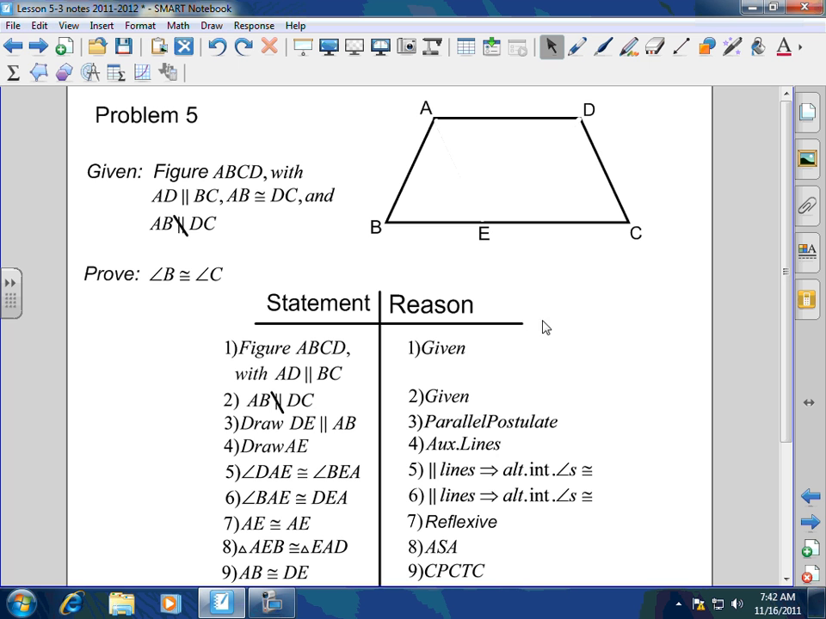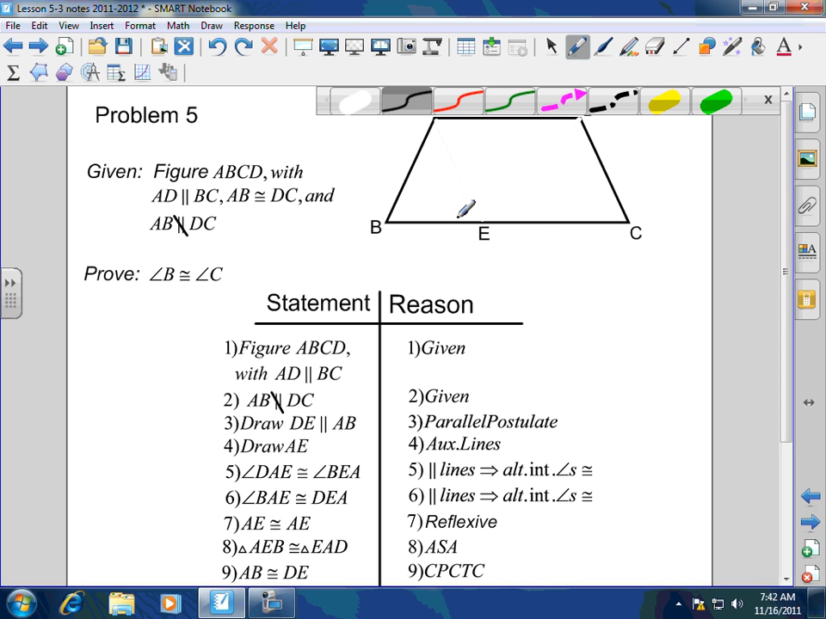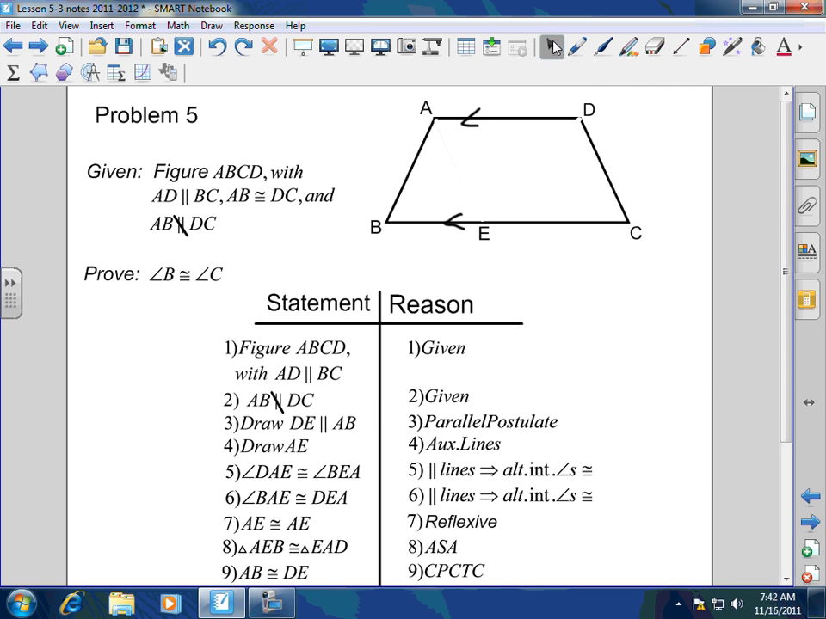All right. So we've got figure ABCD with AD parallel to BC. So you know me, I like to label. So that's parallel, and that's parallel. All right? AB is not parallel to DC. That's given as well. So we're going to go ahead and draw DE.